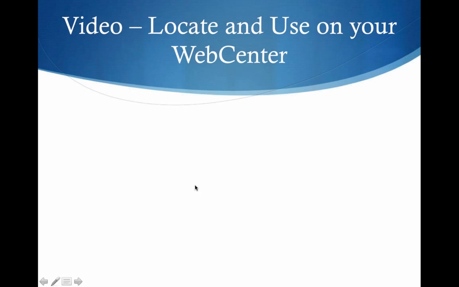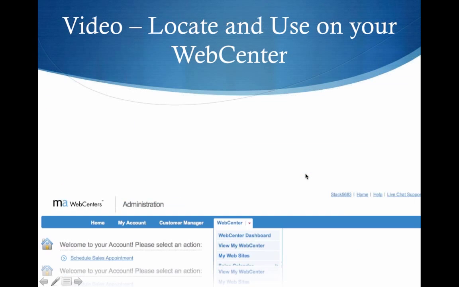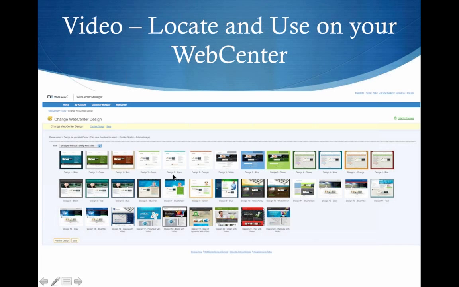So let me show you how you can locate the video on your web center so that you can use it. When you want that video to be available on the front end of your web center, where customers or anybody that goes to your web center can see it, you have to make sure that you've chosen a web center design that actually has it. So what you want to do is click on web center, down to tools, and click on change design. What will populate is all of the different designs that you get to choose for yourself.